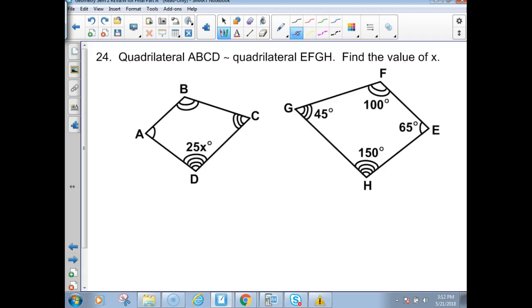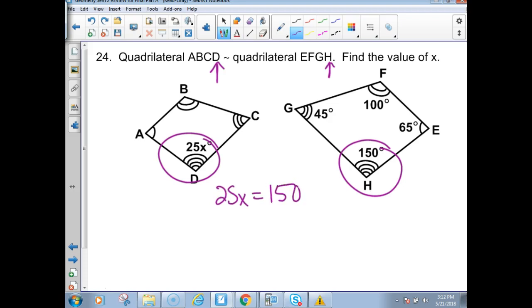24, I don't know why we missed this on a unit test. ABCD is similar to EFGH. Angle D has a 25x on it. It corresponds to angle H. And when you have similar figures, the angles are the same size. You don't have to write a proportion. Angle measures remain preserved. So 25x equals 150. Divide by 25 and you should get 6.